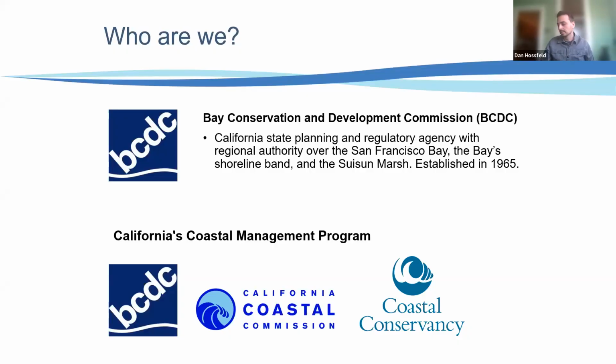So BCDC is a state agency, but works regionally within the San Francisco Bay. BCDC was established in 1965 as the first coastal management agency in the United States, and along with the Coastal Commission and the Coastal Conservancy, makes up the California Coastal Zone Management Program. So BCDC regulates generally the San Francisco Bay, a 100-foot shoreline band around the bay, and the Suisun Marsh. And within the shoreline band, BCDC is also responsible for managing and maximizing public access to the bay.